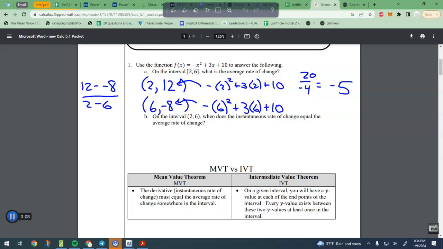And part B says at some point, the instantaneous rate of change, which is just the derivative, that's all that means, is going to equal that slope that we just found. So you're going to take the derivative, so -2x plus 3. That's the instantaneous slope. The mean value theorem says that the instantaneous slope is going to equal the average slope. So that's my instantaneous. What's my average slope? -5, that's what we just found.